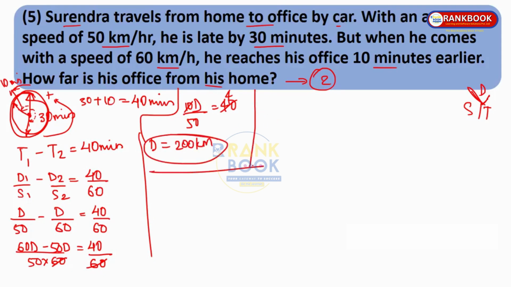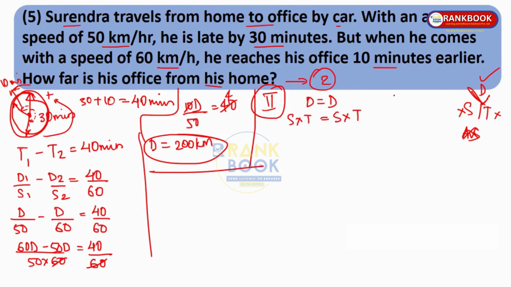Now let us move to the second method, our regular method. Now is the speed same? No. Is the time same? No, because initially he is 30 minutes late, then he is 10 minutes earlier. So no. Is there a concept of average speed? No. Is the distance same? Yes, because in both the cases he travels from home to office. So we have distance equal to distance, that is nothing but speed into time equal to speed into time.